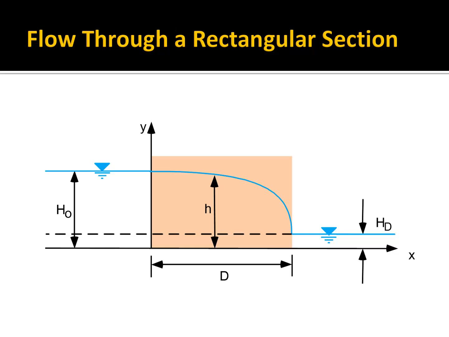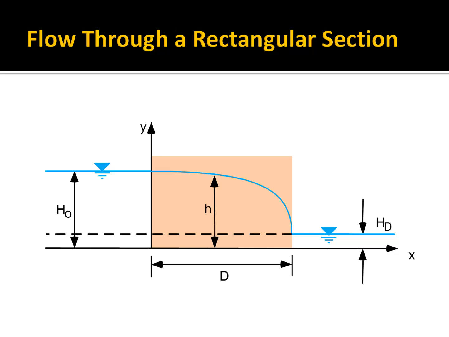We have a head on the left represented by H0, a head on the right represented by HD. The length of this rectangular section is D, and the height, well, it can be any height. We're going to assume that the height of the soil is greater than H sub 0.